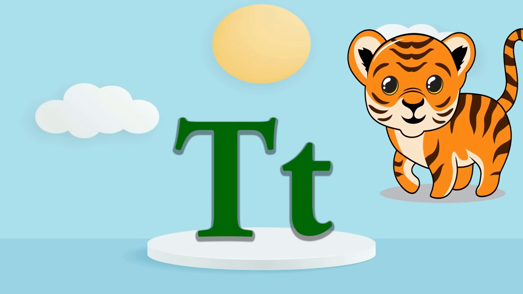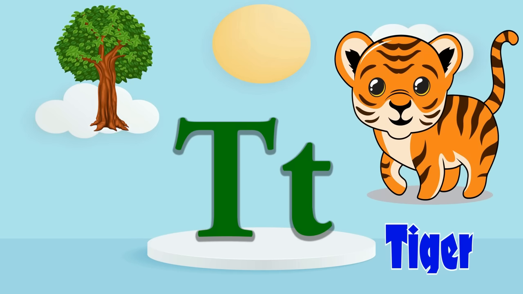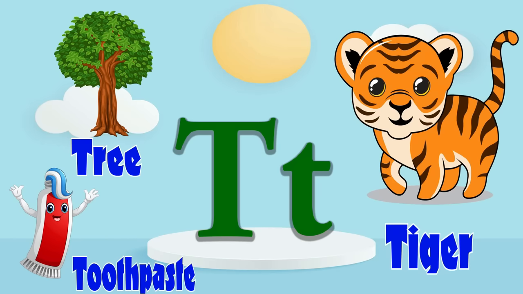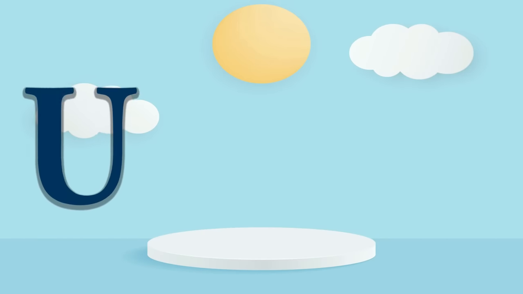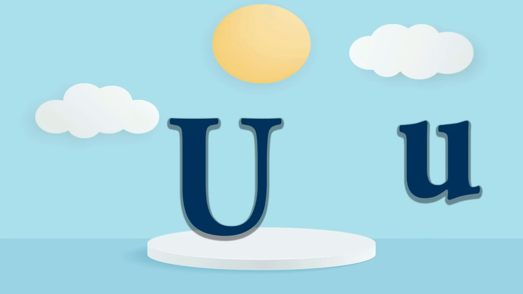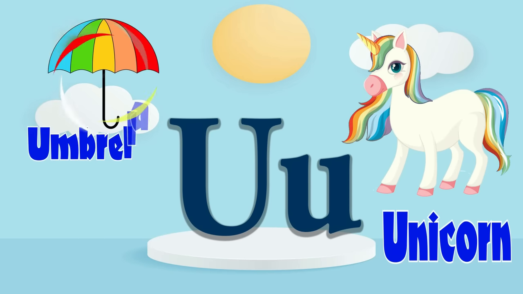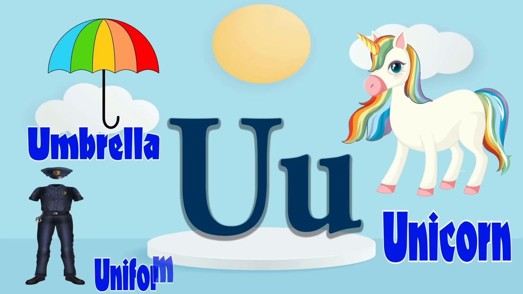T for tiger. T for tree. T for toothpaste. T for tiger, tree and toothpaste. U for unicorn. U for umbrella. U for uniform. U for unicorn, umbrella and uniform.